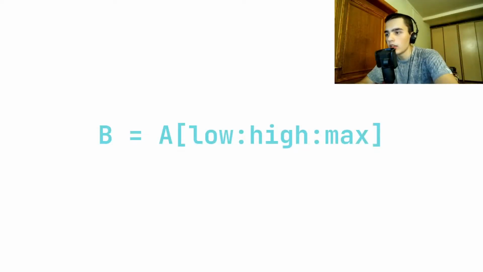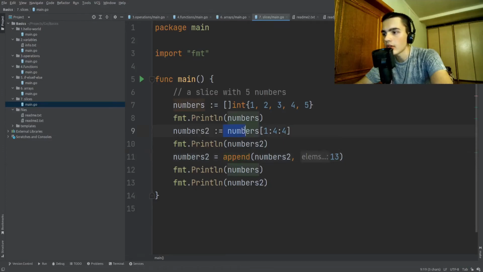What do we need to do? We can write b equals a[low:high:max]. So here we are setting the initial capacity for our new slice. Capacity is equal to max minus low. So for our example, we need to write numbers[1:4:4]. And now when we write append, the capacity is 3, and we need a new underlying array.